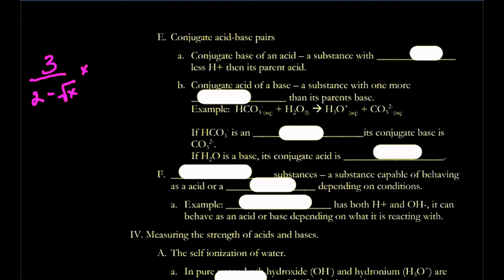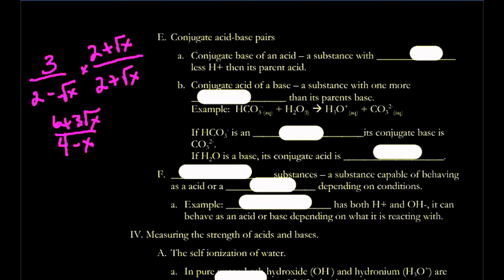You're going to multiply this by 2 plus root x over 2 plus root x, and these become a difference of squares combination. So this is a 4 minus x on the bottom and 6 plus 3 root x on the top, but your denominator is now rationalized. So then you can figure out what you have on top. You no longer have the radical on the bottom, and this is the proper way to write fractions. Well, acids and bases also have conjugates.